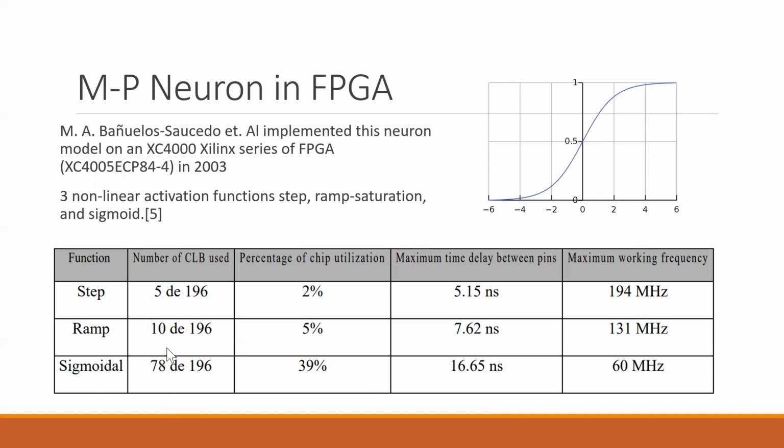but that's not as significant as when you transition to sigmoidal activation functions, where we use 78 out of the 196 control logic blocks, which is 40% of the chip utilization. So the maximum delay between the pins actually goes up 3 times, and we can see that the maximum working frequency goes all the way down to 60 megahertz.